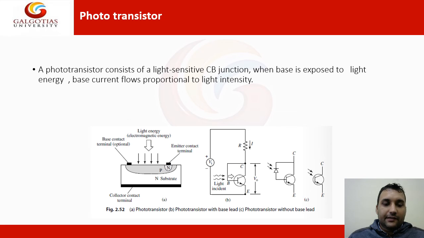Phototransistors consist of light-sensitive junctions, and when the base is exposed to light energy, the base current flows in proportion to the light intensity. This is light energy, that is electromagnetic energy. This is the base contact terminal, that is optional. There is an emitter connect terminal. When the electromagnetic energy is here, that completes the circuit. And this is the phototransistor without base lead. This is with base lead.